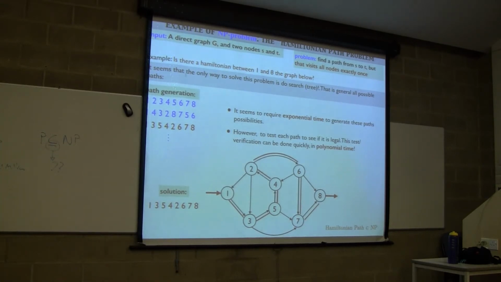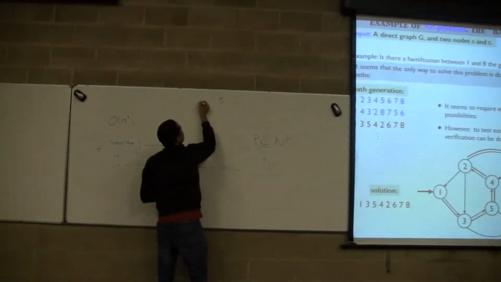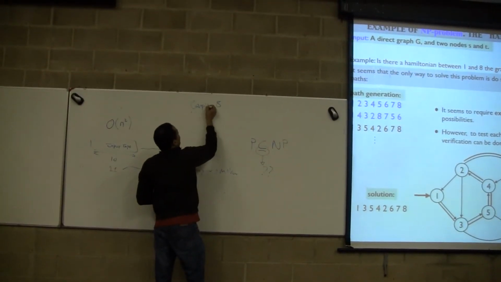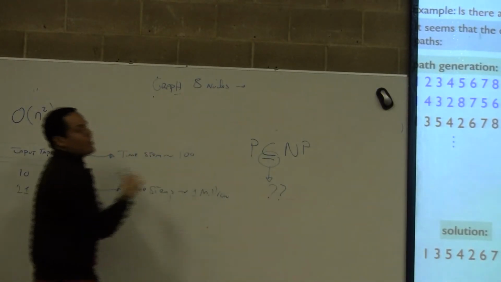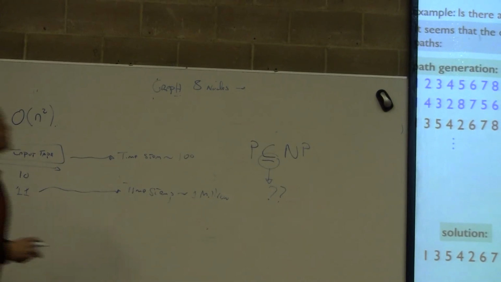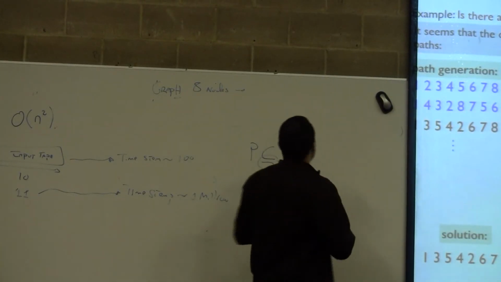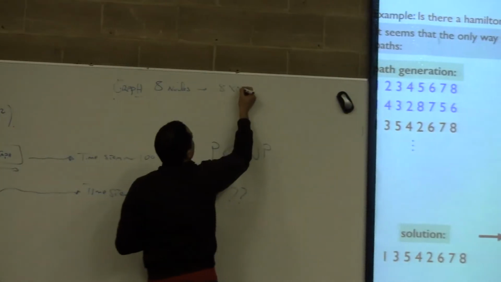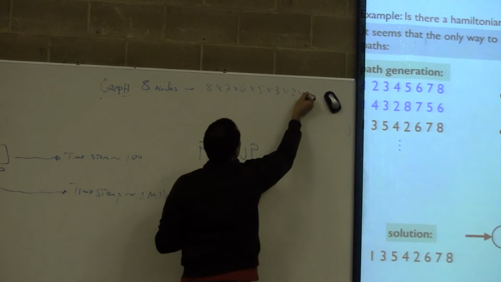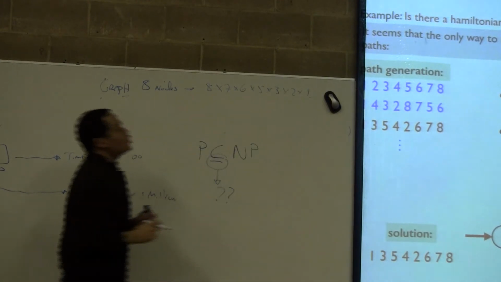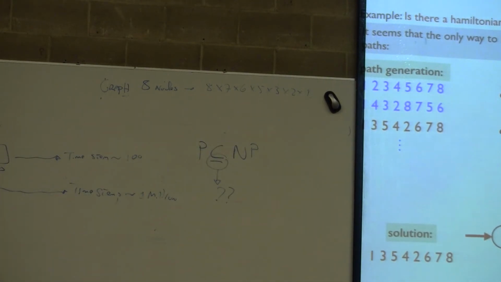And here you can see that the space of solutions is really huge, because here you've got a graph of 8 nodes. That means that the possibilities that you have here for paths, all these possible paths, is actually 8 factorial. That is 8 times 7 times 6 times 5 times 4 times 3 times 2 times 1. So this is a huge search space that you actually have to explore.